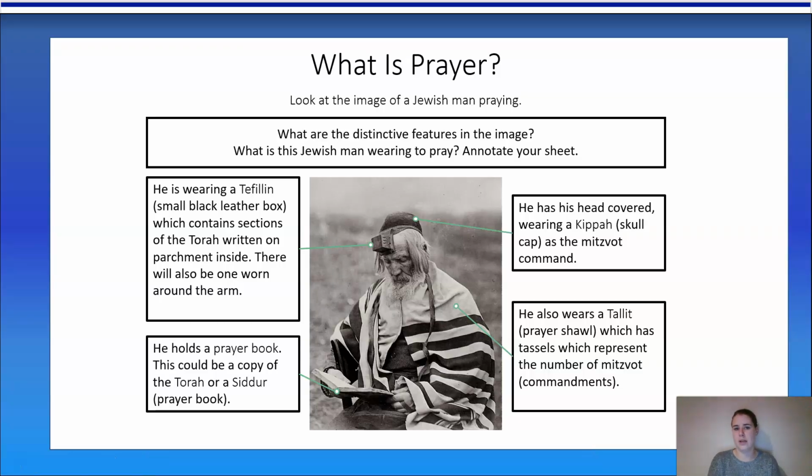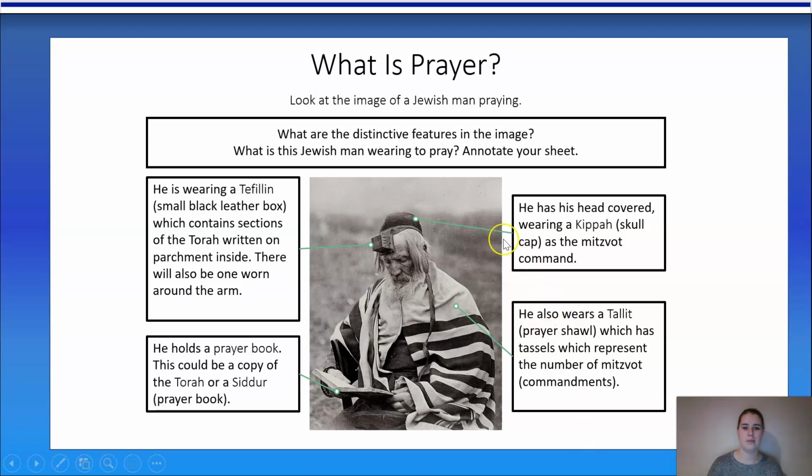So first of all, what is prayer? Here is a picture of a Jewish man praying. Now, you might notice some very distinct features on the image. You might be looking at what is he wearing. And rather than annotating your sheet, which I've written on there, I've done it for you. So we're going to go through this together and then look at each part in more detail.